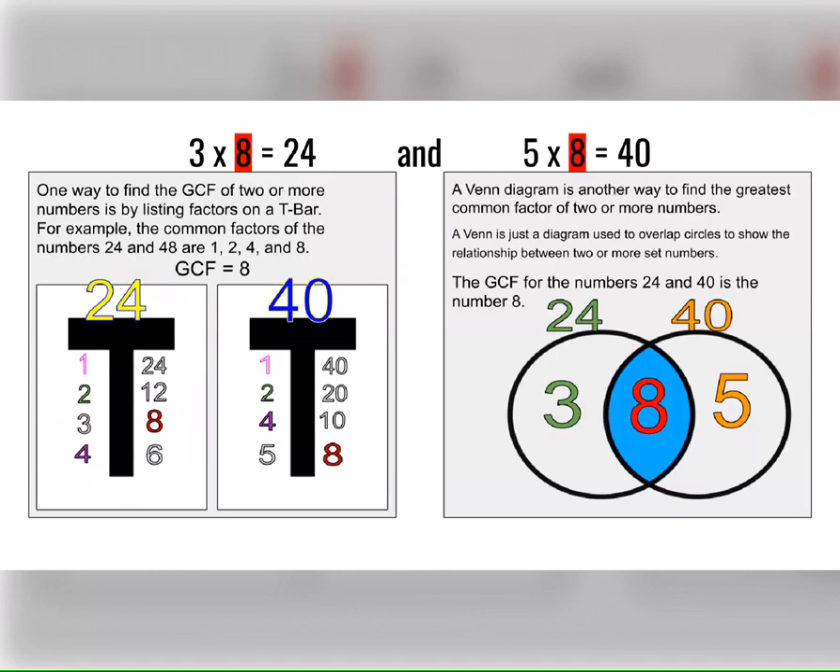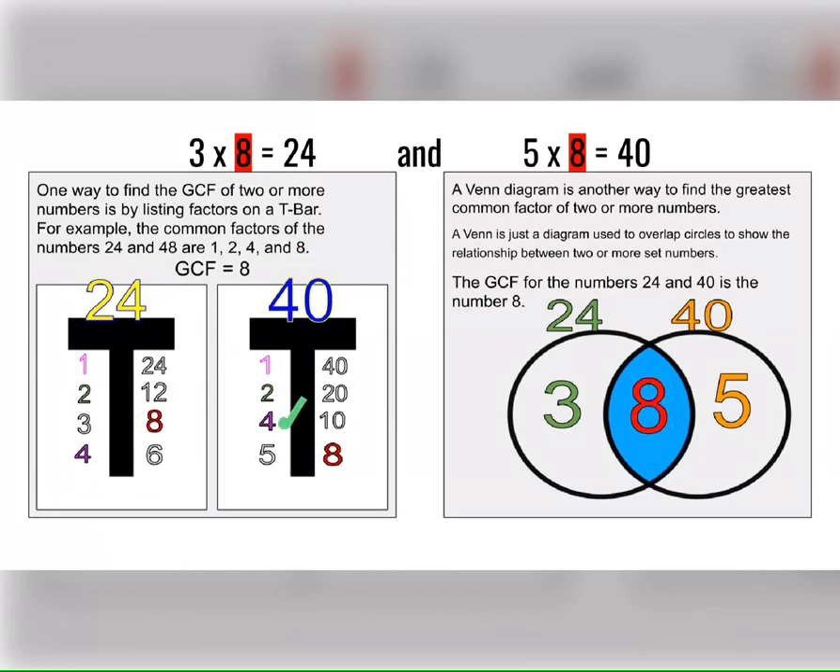Now let's do the T-bar for 40. We always start with 1 and itself, so 1 and 40. It is an even number, so 2 will work. 40 divided by 2 is 20. 3 will not work because 4 plus 0 is 4, and I cannot divide 3 into 4.